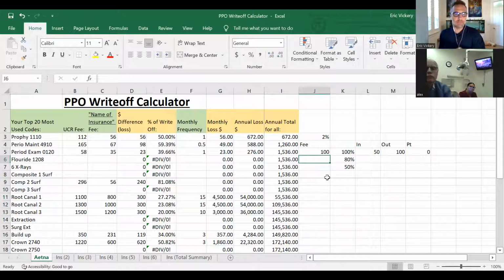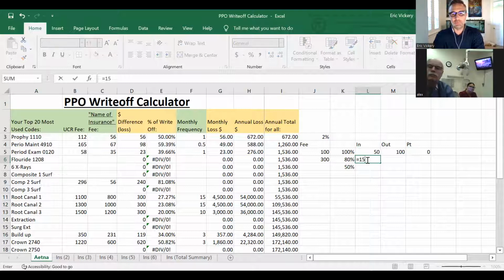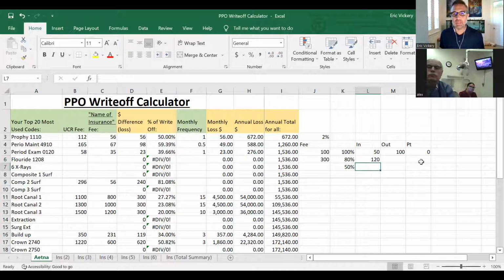Now, let's say for a filling, a $300 filling, UCR. When you're in network, insurance probably cuts that to $150 and they pay 80% of $150. $150 times 0.8, they pay you $120, and the patient pays you $30 to get that $150. That was the approved amount. Now, when you're out of network, they approve the $300. The insurance pays you 80% of $300.